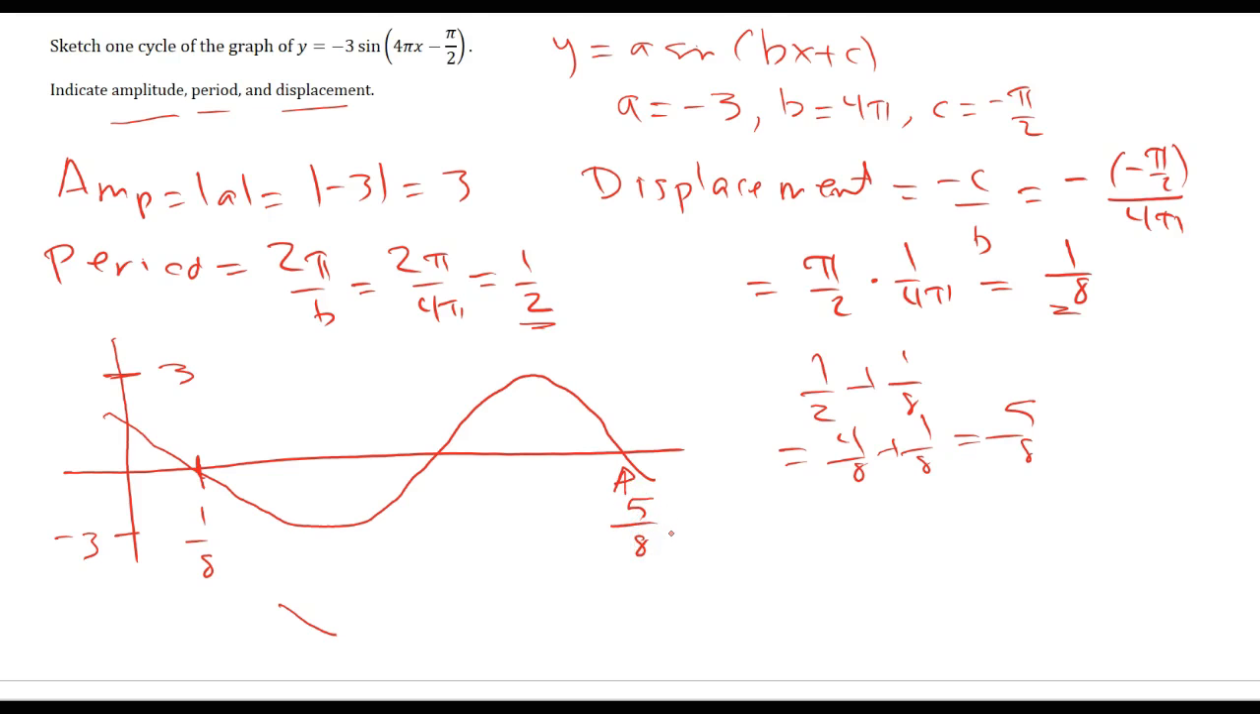And we have drawn the graph of y equals negative 3 sine 4 pi x minus pi over 2. And we've indicated the amplitude, period, and displacement.